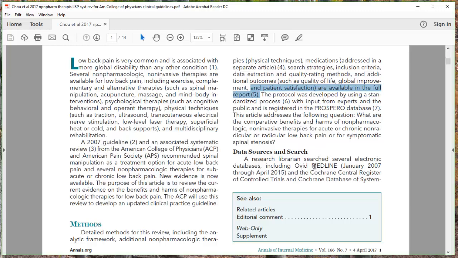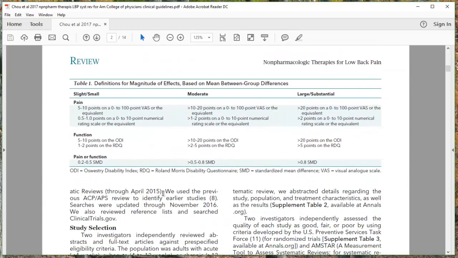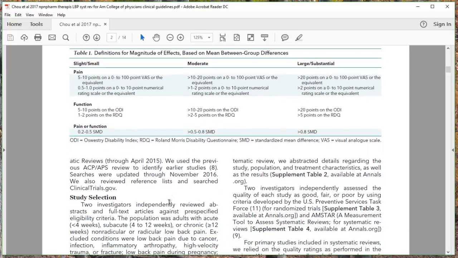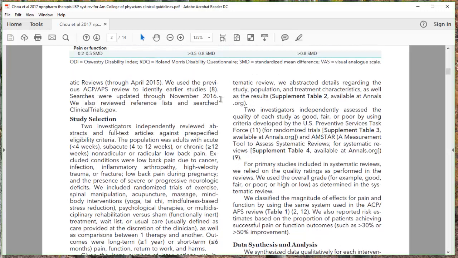And so they searched Medline using Ovid. Ovid's the platform. They searched registers of controlled trials, the Cochrane database of systematic reviews, and then they had a previous set of guidelines. This is really important. So later on, we will find the date range that they put together. Actually, searches were updated through November 2016.